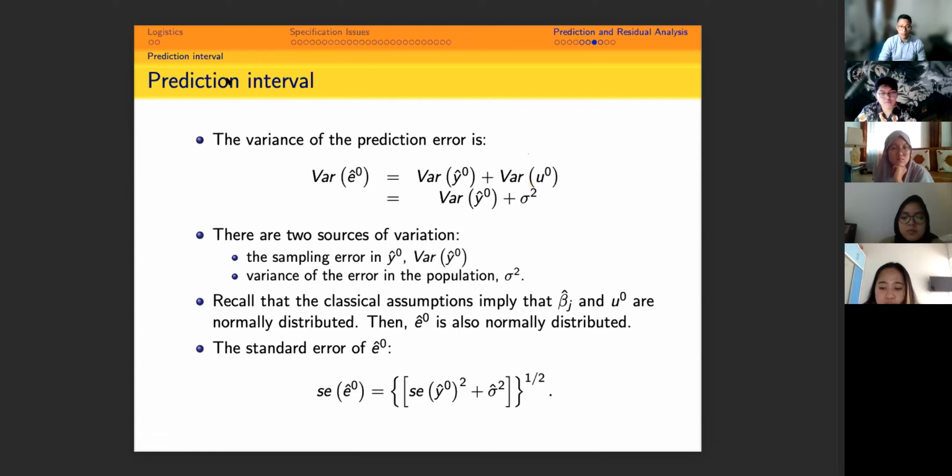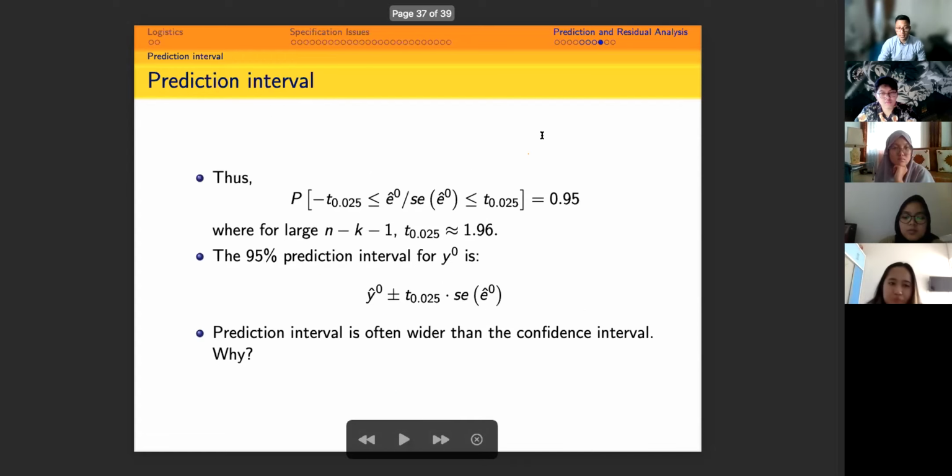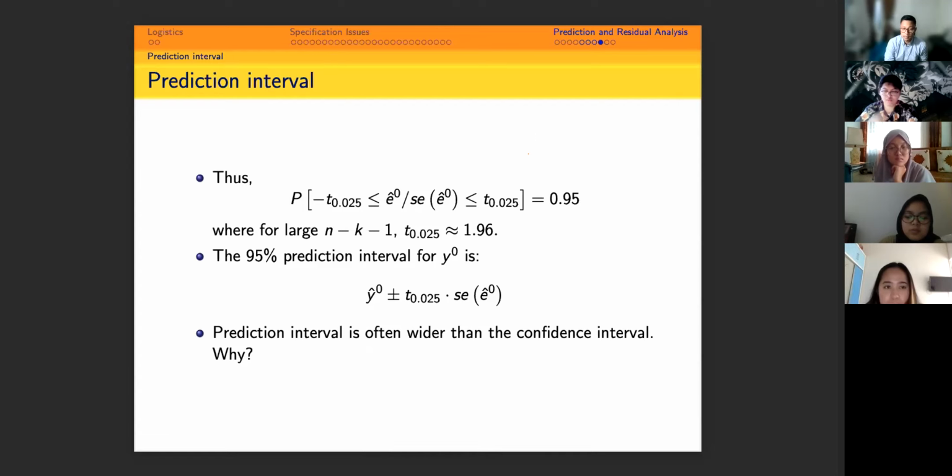This is called the prediction interval, and we can calculate it as follows. We use the predicted y, plus or minus the critical value of t at alpha equal to 5%, which for a large number of observations is about 2, times the standard error itself.